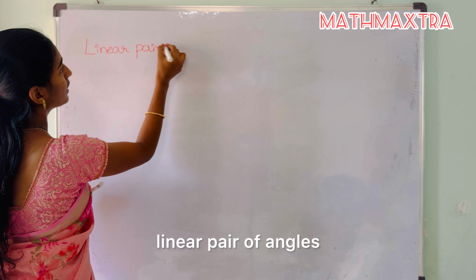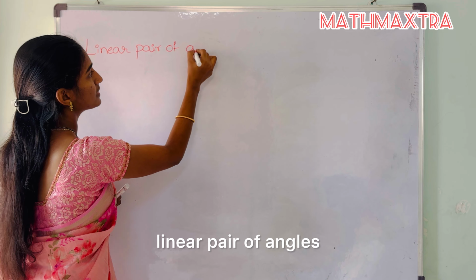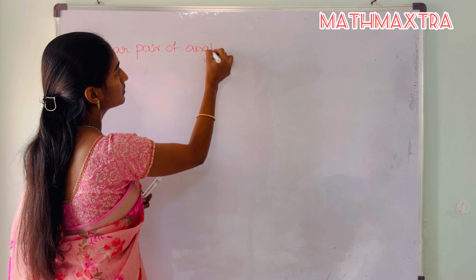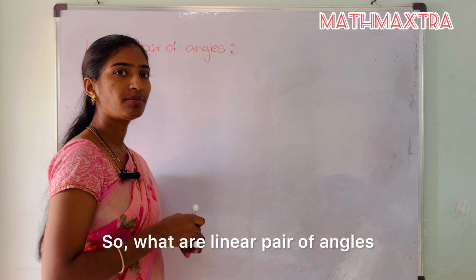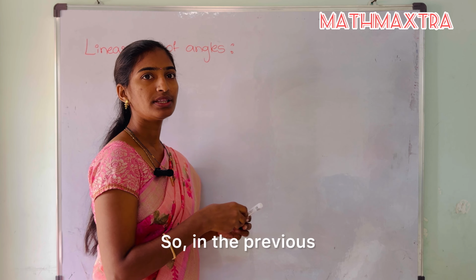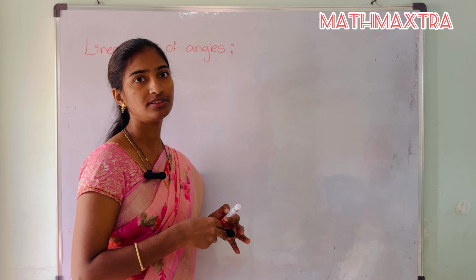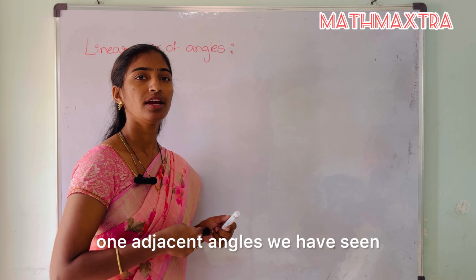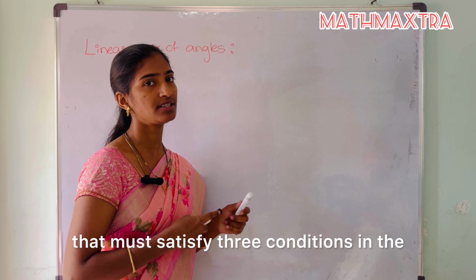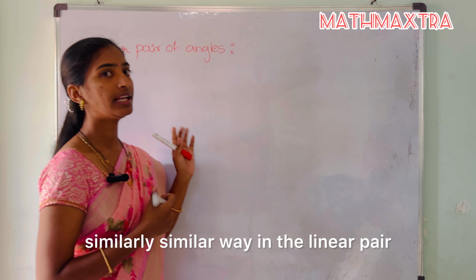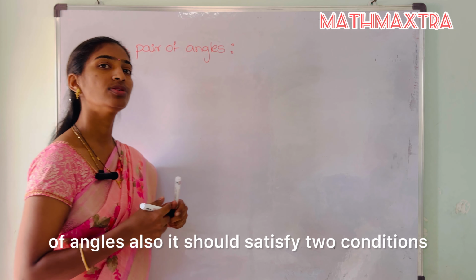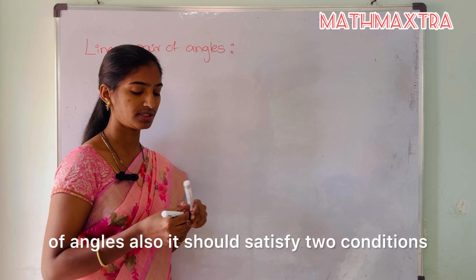Linear pair of angles. So what are linear pair of angles? In the previous adjacent angles, we have seen that they must satisfy three conditions. In a similar way, linear pair of angles should also satisfy two conditions.